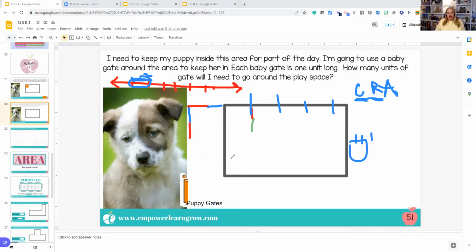Well, that's not perimeter. Perimeter is a length model. We're counting these lengths. So I want them to loop or trace each length. If I do it with colors, more often than not, kids are going to see it way more clearly.